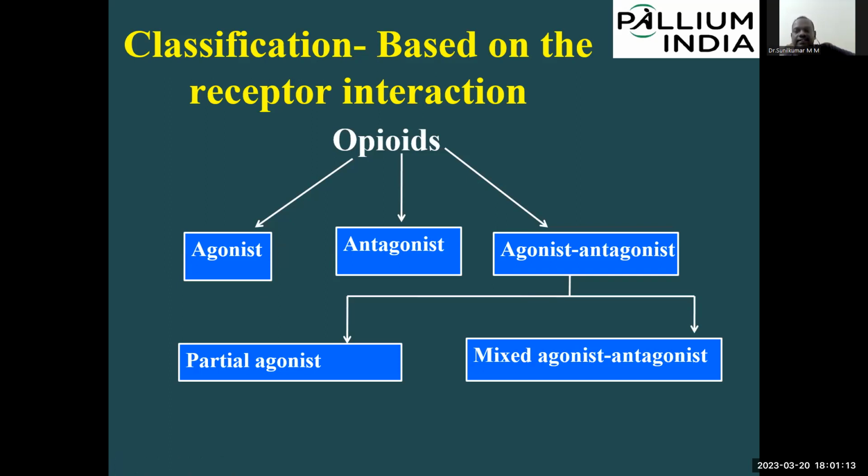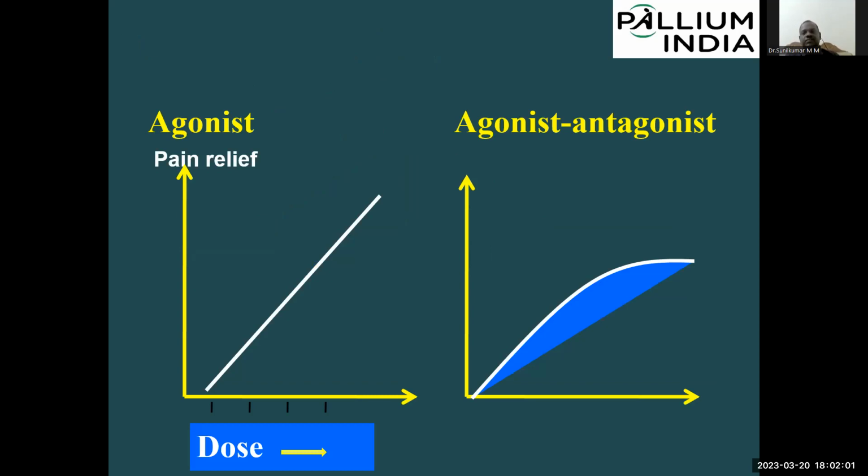Agonist antagonist means on certain receptors that opioid will act as an agonist, but on other receptors it will act as an antagonist. And antagonist means it is a medication that can be used to reverse the effect of an agonist. So antagonists work only in the presence of an opioid agonist. Suppose I give you naloxone, it is an antagonist. It is not going to work in your body. It will not have any action in your body because you are not taking any opioids. So this is something which you need to understand. This is the main difference between agonist and antagonist.